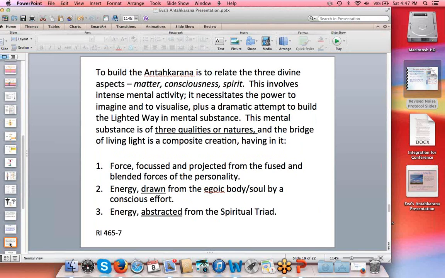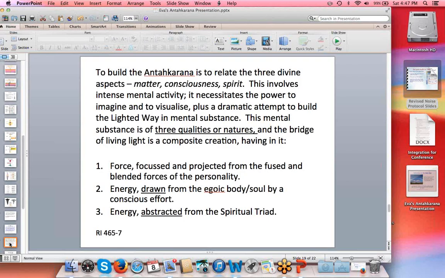The divine aspects: matter, consciousness, and spirit, right? So you have the creative thread, matter; the consciousness thread, which for all intents and purposes is really called the Antahkarana; and the spirit thread, which is the life thread. This involves intense mental activity. It necessitates the power to imagine and to visualize. I'm not sure if we really understand how important this part is, to imagine and to visualize.